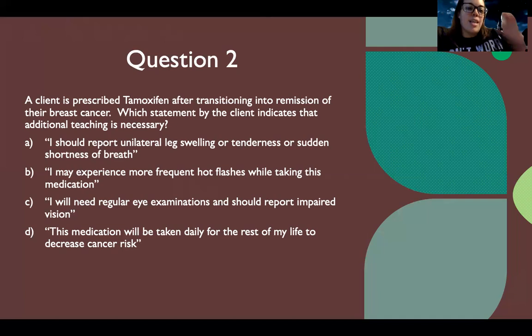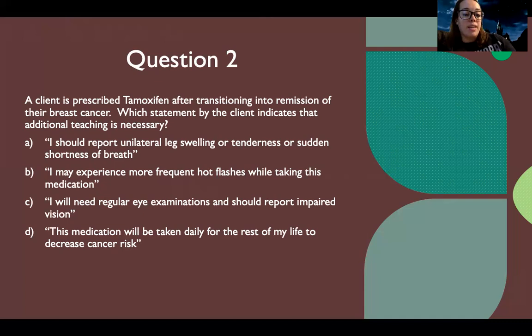The first one says, I should report unilateral leg swelling or tenderness or sudden shortness of breath. Well, that sounds like they're trying to say that the patient may be at risk for blood clots, or a pulmonary embolism. And if I didn't know this med, I would know that it's probably something hormonal if it's breast cancer, and that people on different hormones are at higher risk for blood clots. So that sounds reasonable. I like that one. It sounds like something I would teach.